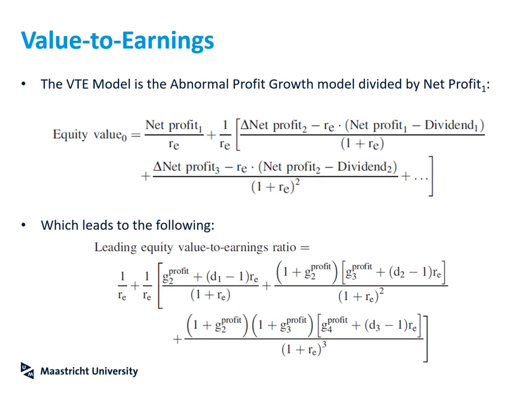And we can see something similar for the value to earnings ratio, or price to earnings ratio. We can actually see what drives this when we look at the abnormal profit growth model, because we get the price to earnings ratio by dividing the abnormal profit growth model by net profit in year 1. Then we see, for example, that net profit 1 over RE becomes 1 over RE.